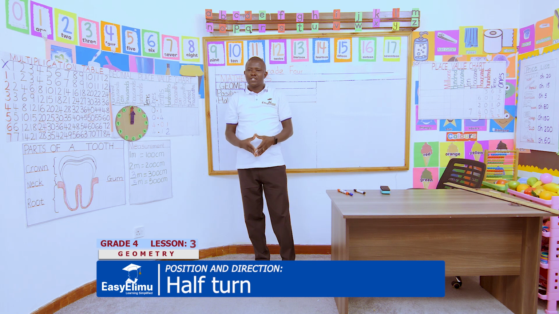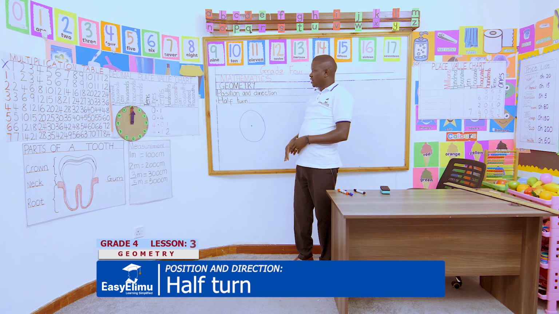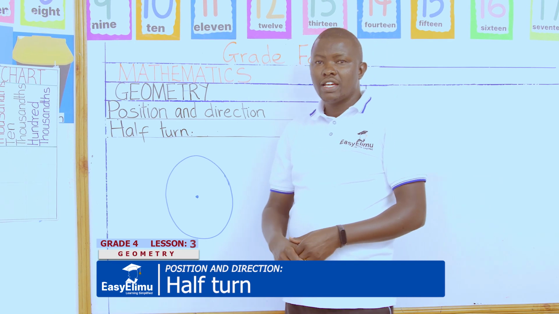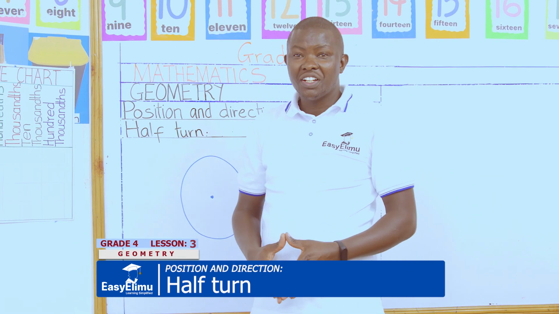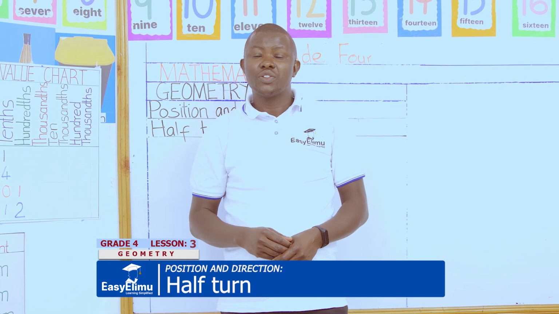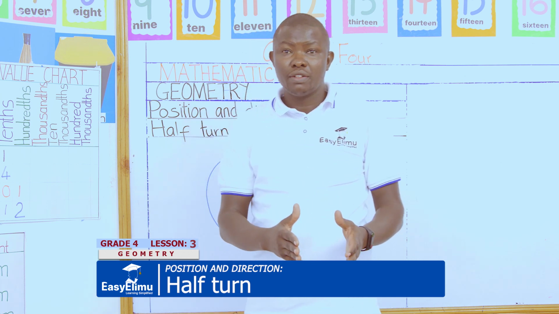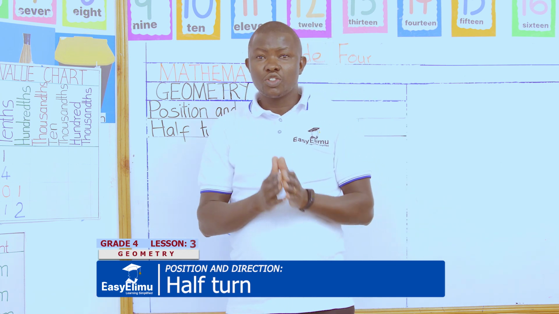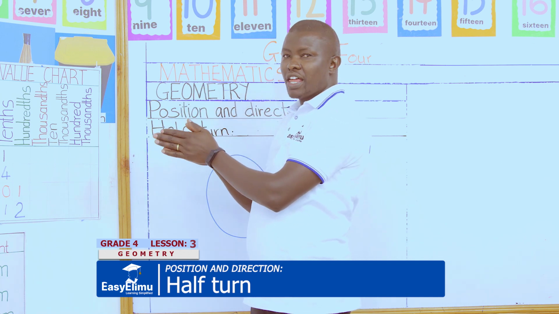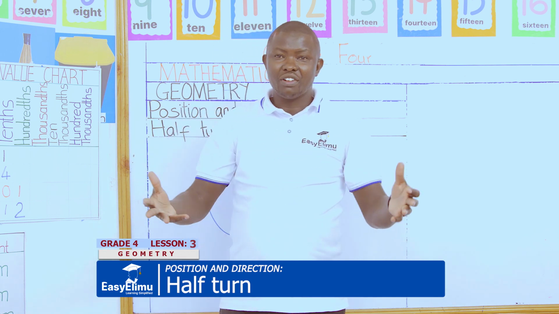For our lesson today in grade 4 mathematics geometry, our topic will be making a half turn. And I would like to ask a question. How can you change your position from one place or from one position to another? Maybe I'm facing you. How do I change to the other position? That is a question we will answer at the end of our lesson.